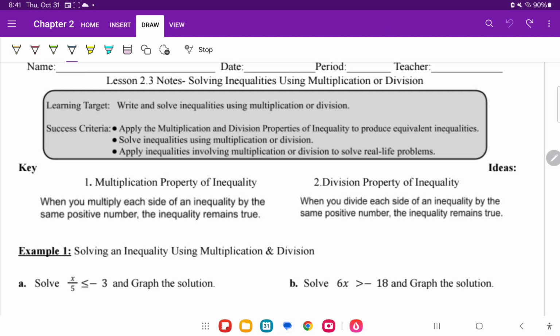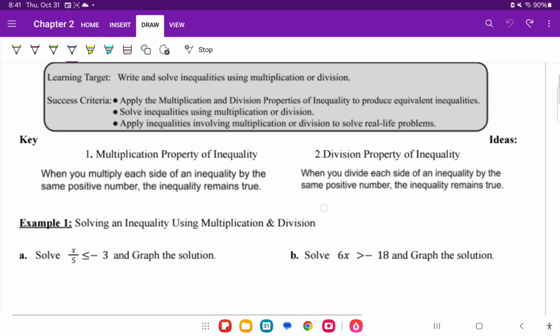Okay, so this is our lecture notes over 2.3, solving inequalities using multiplication and division. Now it's very, very similar to what we already did with subtraction and addition, but there is going to be one little difference that we'll look at in just a minute.